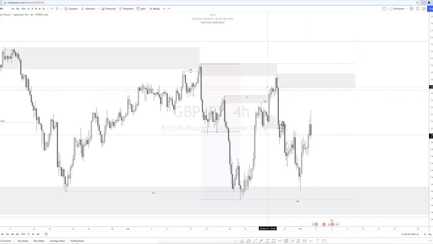Just make sure you guys are following your mitigations, make sure you guys are following your imbalances within price, make sure you all are following your liquidity voids, things like that, and you should be good to go.